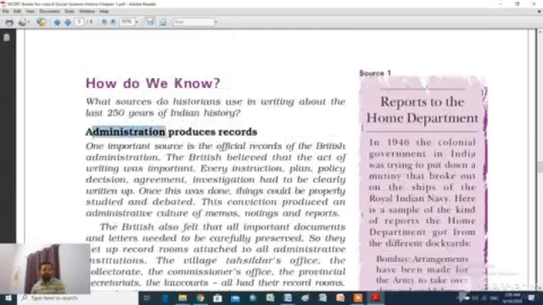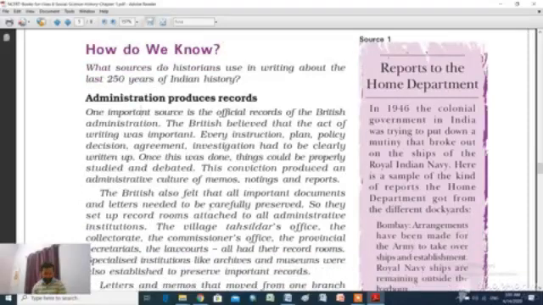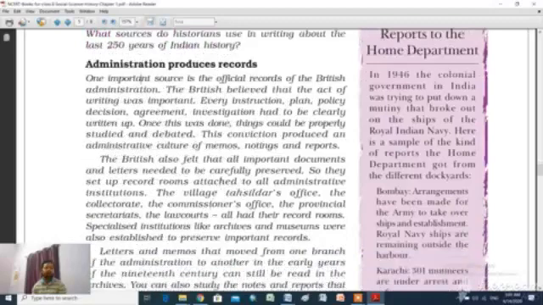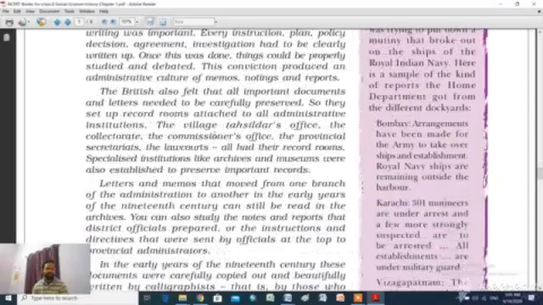Look at this: administrative procedure records. One important source is the official records of British administration. The British believed that the act of writing was important. Every instruction, plan, policy, decision, agreement, and investigation had to be clearly written up. Once this was done, the thing could be properly studied and debated. So they used these records to write history.